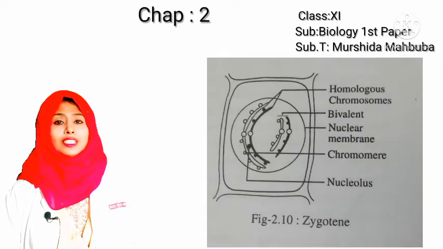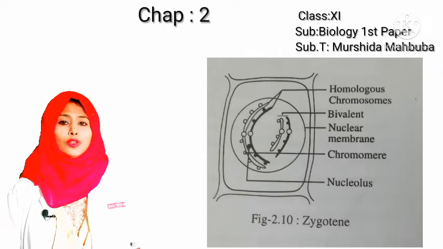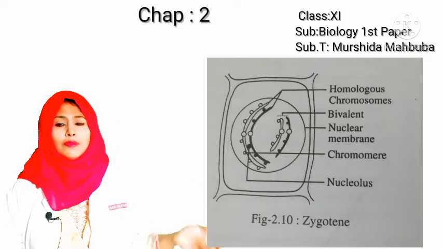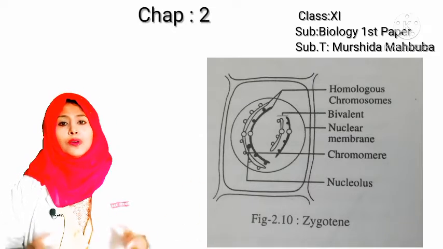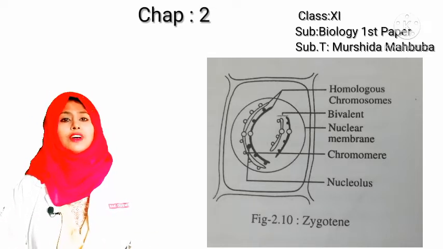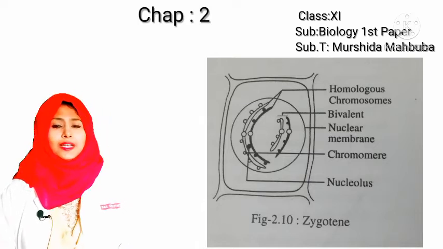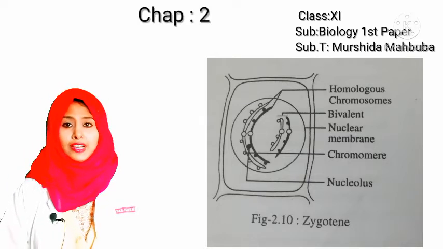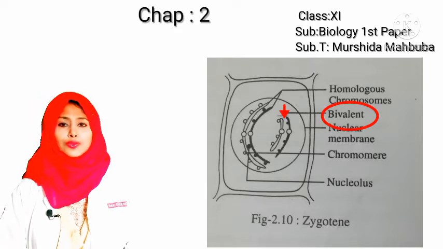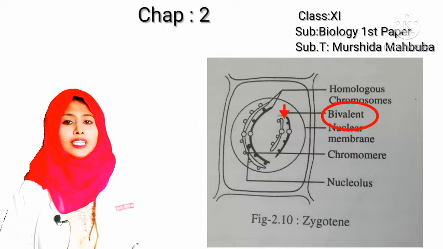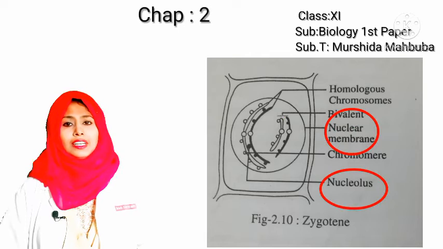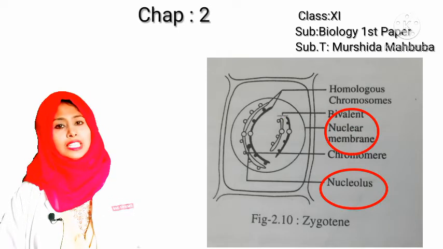You know what is homologous chromosome? Homologous chromosomes are similar chromosomes coming from father and mother, which are similar in shape and arrangement of genes. Each pair is known as a bivalent. The number of bivalents will be half of the chromosomes present in a cell. Nucleolus and nuclear membrane are also visible in this stage.